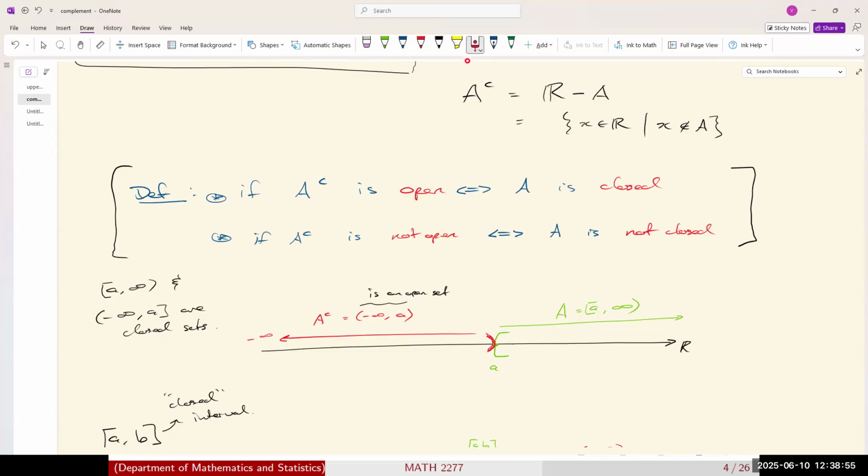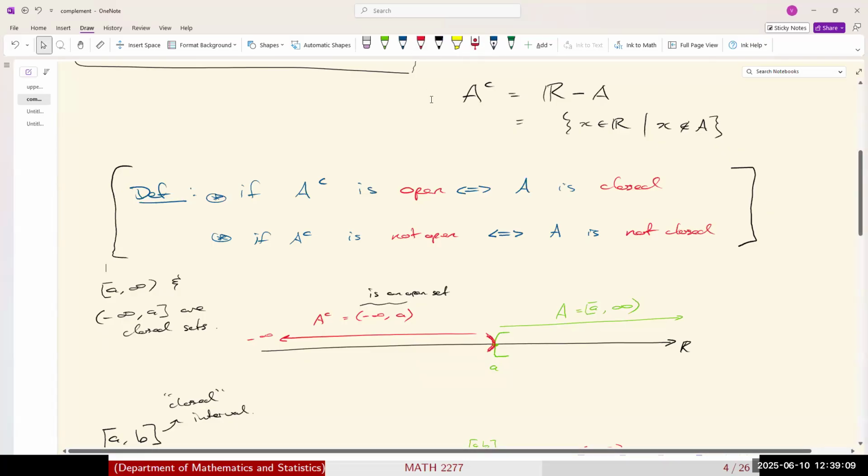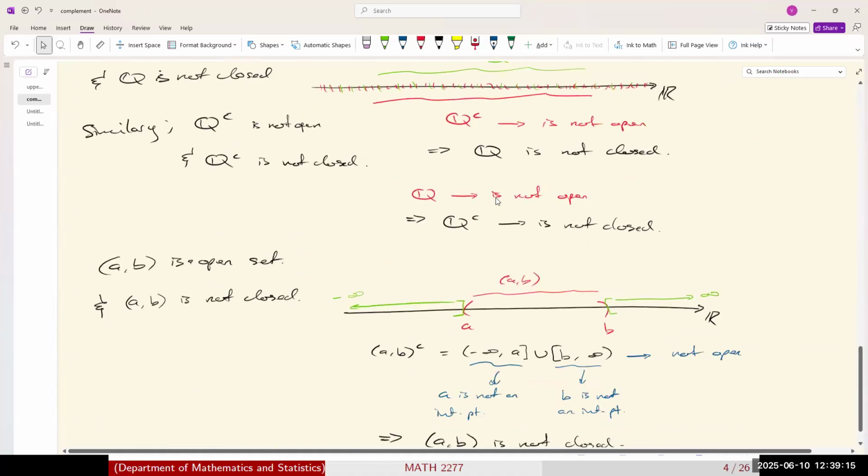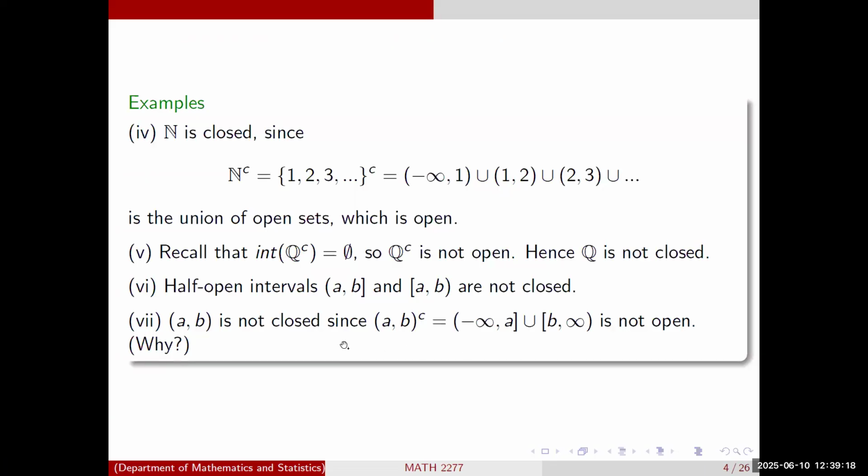So they are in some sense dual of each other. So they are contrasting of each other. So if a set is not closed, then the complement cannot be open, right? Or if a set is open, the complement is closed, right? So they are like dual of each other. Right, so open interval is not closed.